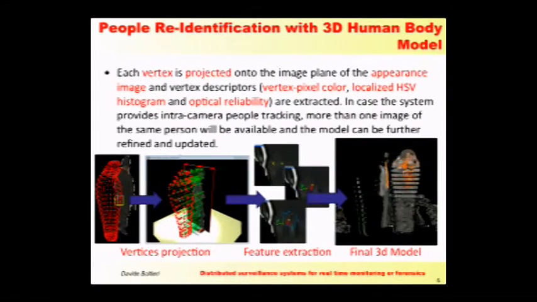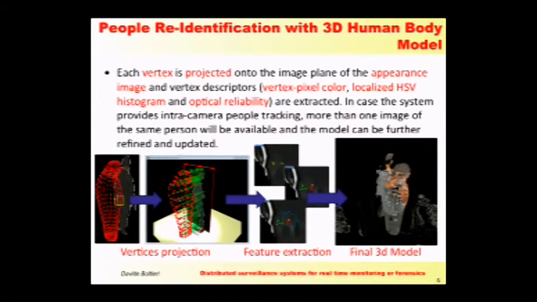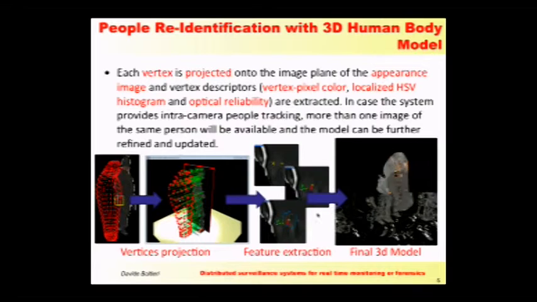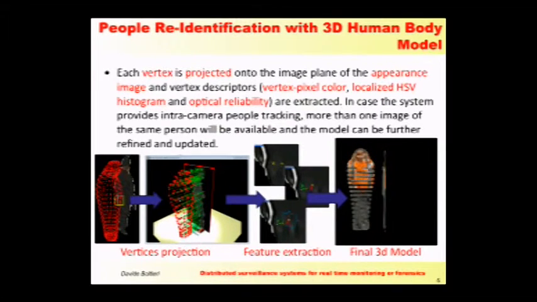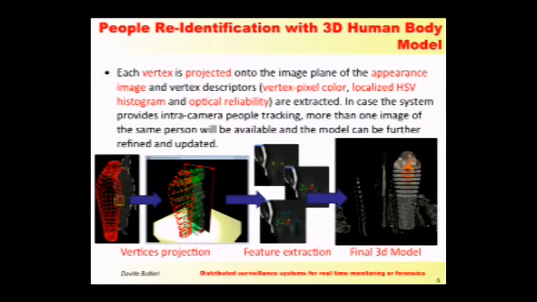For each vertex, we project the vertices on the camera image, and then in the projected vertex position, we extract some descriptors. In our case, we use the vertex pixel color, a localized HSV histogram, and the optical reliability of the data, which tells us how reliable the optical information is.